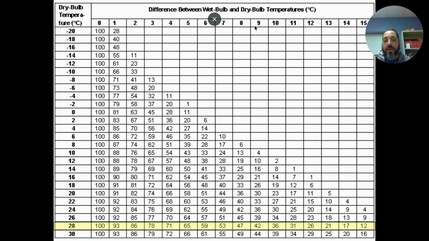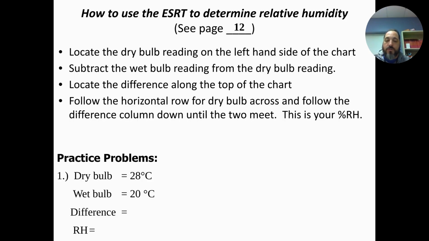Now I see right here I've got 8, and I'm going to go down this column and see where these two intersect. So I can see that my relative humidity is going to be 47%. These are all listed as percentages. You can see over here in my furthest left-hand column, if my difference is 0, which means my wet bulb and dry bulb are the same number, that is 100%. That means your air is totally full. So let's look at that problem. We've got dry bulb at 28, wet bulb at 20, my difference was 8, and we used the chart to find my relative humidity was 47.